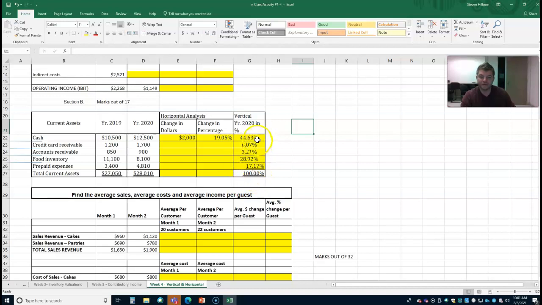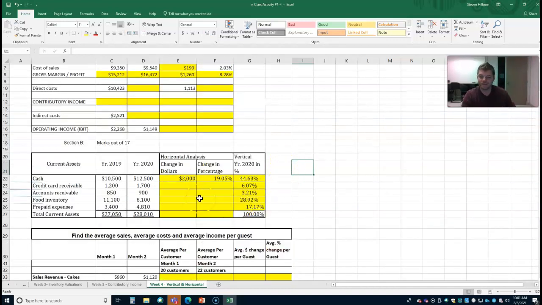So you can tell that 17% of our total current assets is in prepaid, 44.63% is in cash, and 28% is in our food inventory. This is a vertical analysis of just 1 year, that particular year, 2020. And you can do the rest.